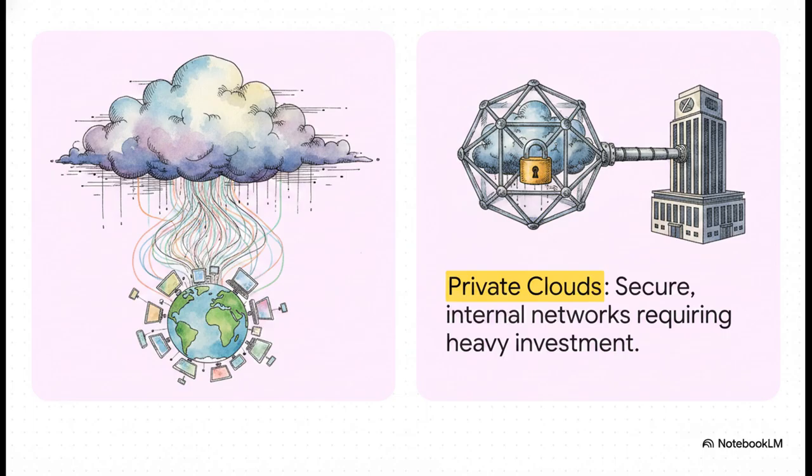On the other side, we have private clouds. These reside entirely within a single organization's internal network. They're highly automated, give you total control, and offer absolute top-tier security. The catch? Well, the organization has to invest really heavily in buying, building, and maintaining all that infrastructure themselves.